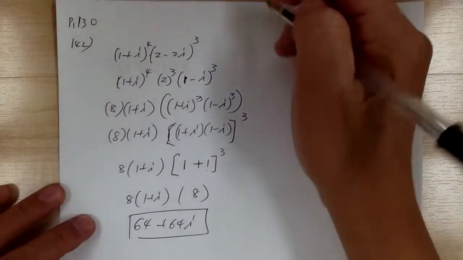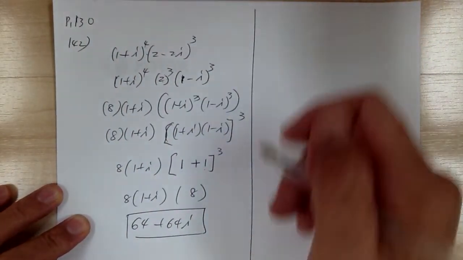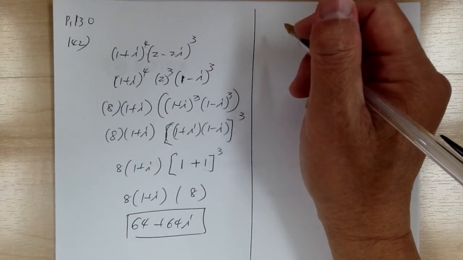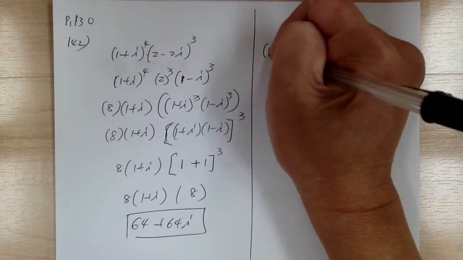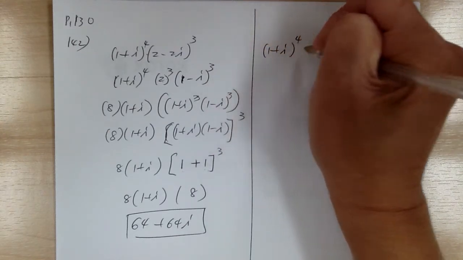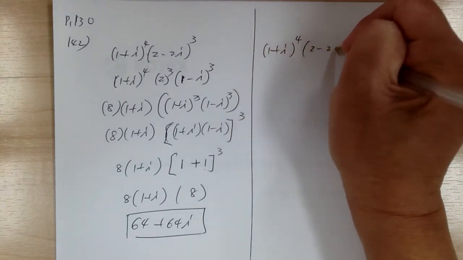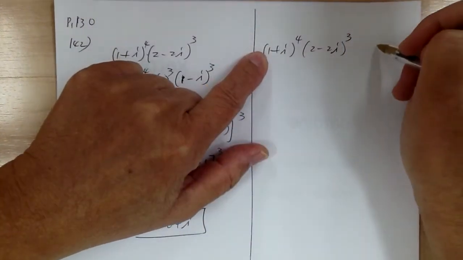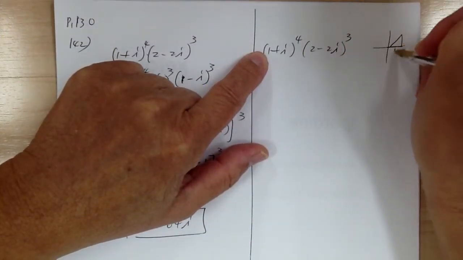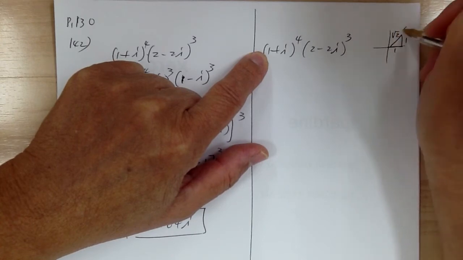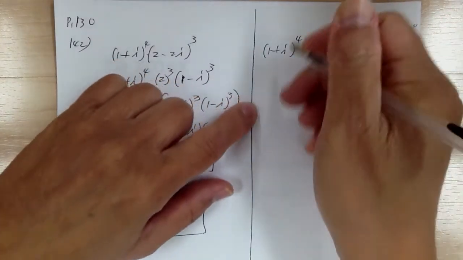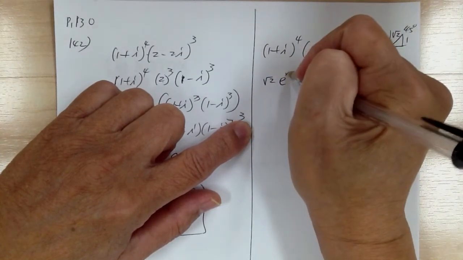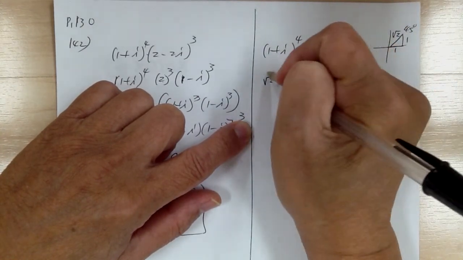Now another way of doing this problem is you can convert into polar form. So you've got (1 plus i) to the 4, (2 minus 2i) to the 3. Okay. So this one, if you sketch it out, this is 1, 1. So it'd be square root of 2, and this would be 45 degrees. So this would be equal to square root of 2 e to the i 45 degrees.